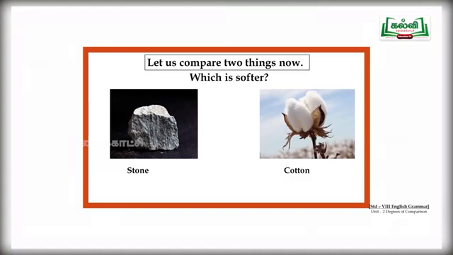See this next picture. Stone and cotton. The question is, which is softer, whether it is cotton or stone? Do you know the answer? Cotton is softer than stone. Here we have compared two things.